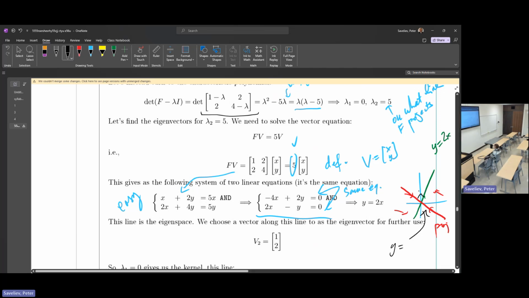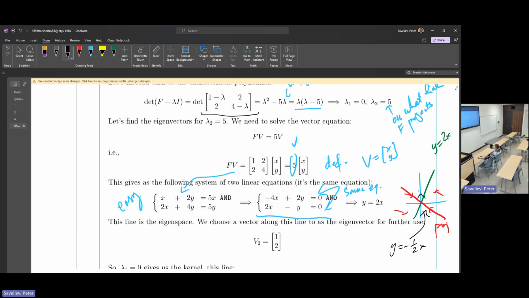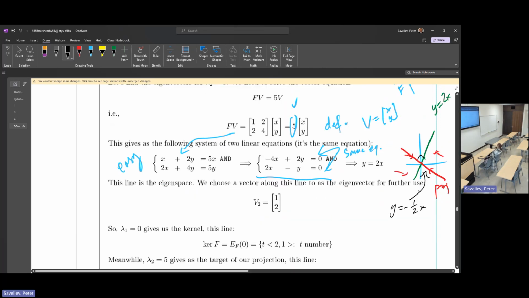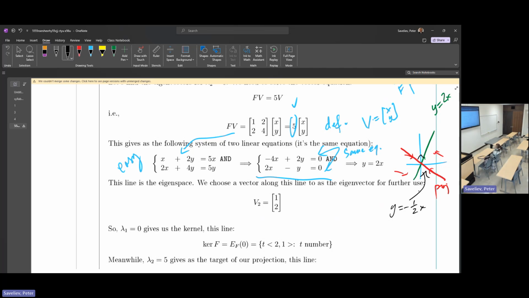Negative reciprocal, which is y equals -1/2 x. So you can jump to the conclusion right away. But let's do it anyway from scratch. And so the second part is from the kernel. So let's find that kernel.